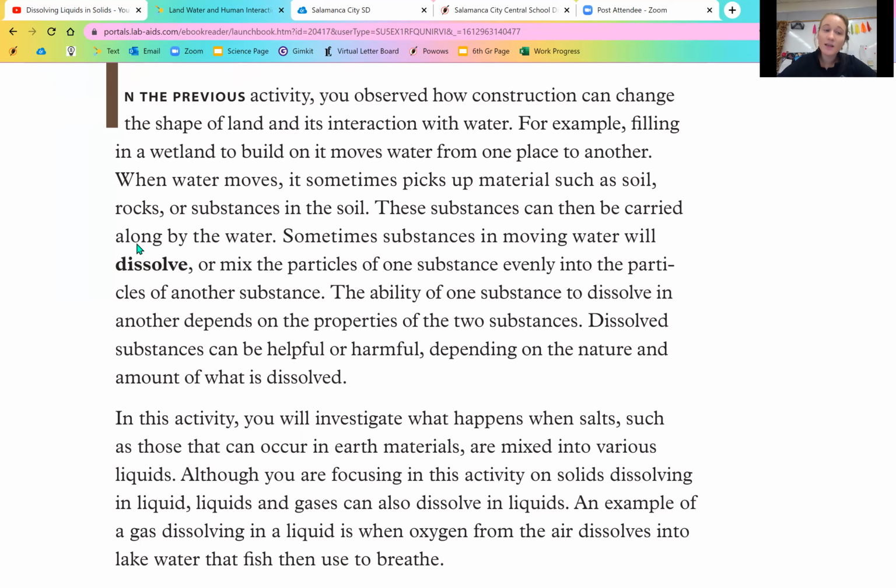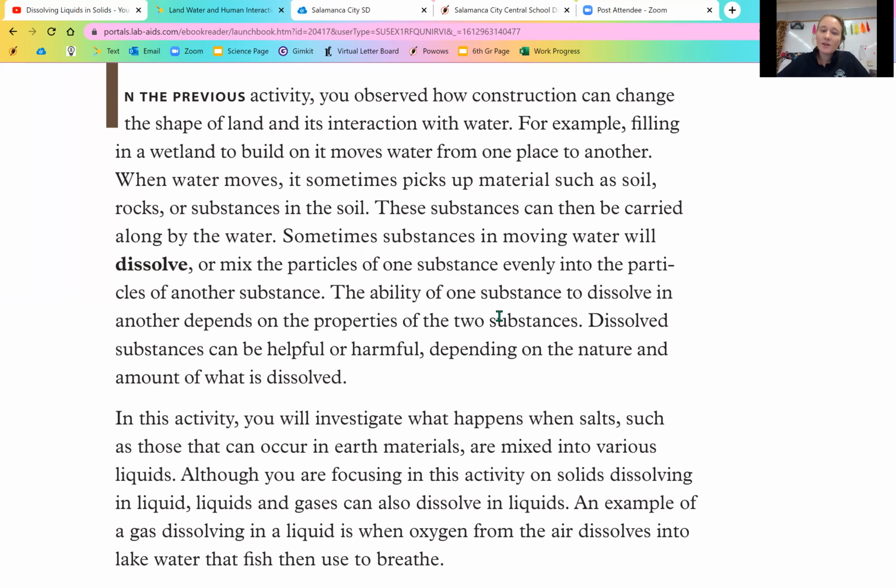These substances can then be carried along by the water. So now we have these things in the water, in the oceans, and that can affect the quality of the ocean water. Sometimes substances in moving water will dissolve, which means to mix the particles of one substance evenly into the particles of another. Okay, I think we all know what the word dissolve is, and as sixth graders, you would be able to describe to me what the word dissolve means in your own words. But from this textbook definition, it is to mix the particles of one substance evenly into the particles of another substance.